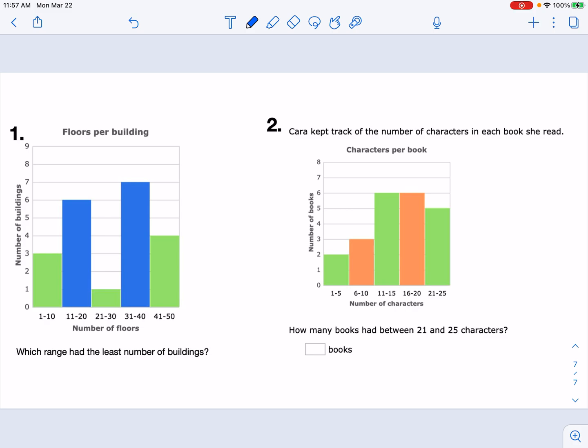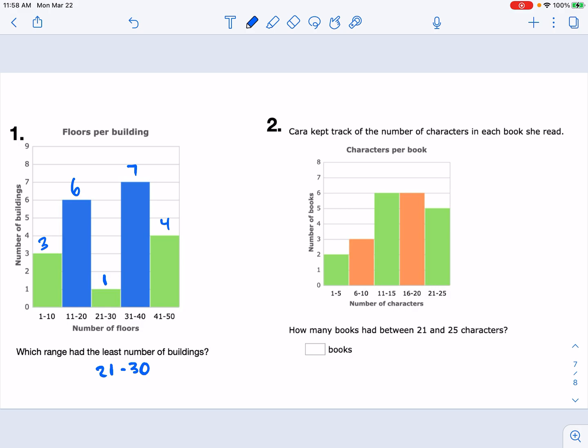Okay, so number 1 says which range had the least number of buildings, okay? So we can see that 1 to 10, there was 3 that are in that range, 6 that are between 11 and 20, 1 that's between 21 and 30, 7 that are between 31 and 40, and 4 between 41 and 50. So the one that had the least was the one with the range of 21 to 30. There was only one building that had the number of floors between 21 and 30.